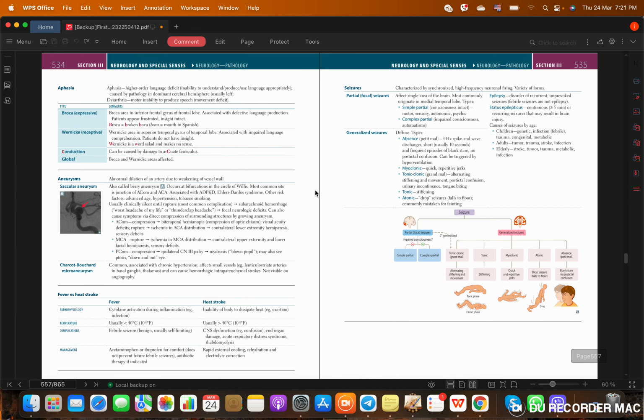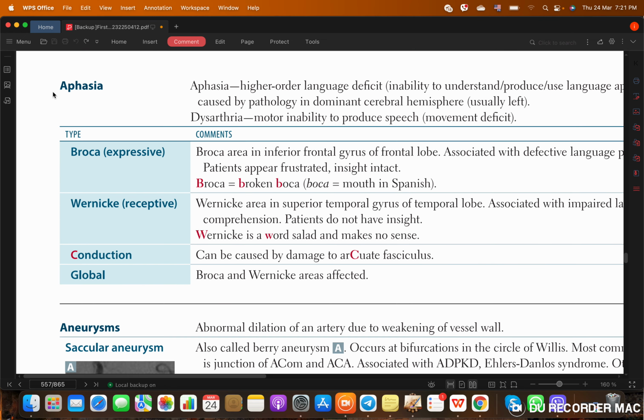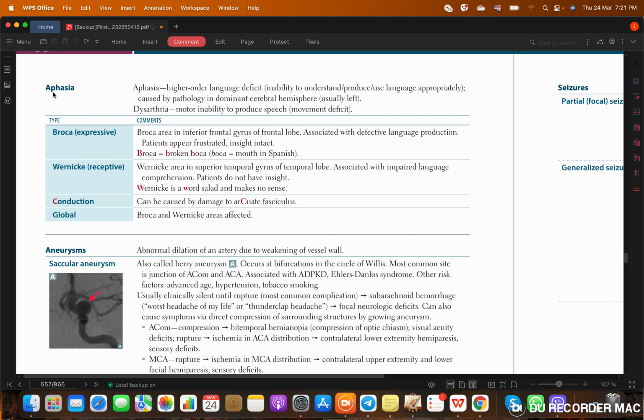So the next thing is called aphasia. With aphasia, basically the patients will have a serious problem with speech. We have Broca aphasia, Wernicke aphasia, conduction aphasia, and global aphasia. Let's start speaking about them as follows. Aphasia, a higher order language defect, is the inability to understand, produce, or use language appropriately. So you can still speak, but it does not mean that you can speak meaningfully. What do I mean by that?